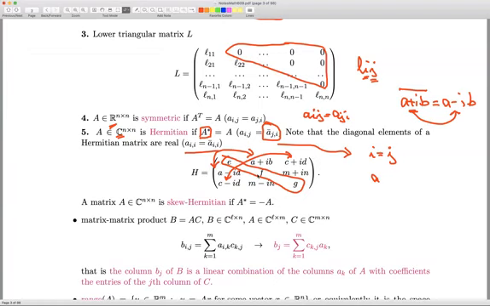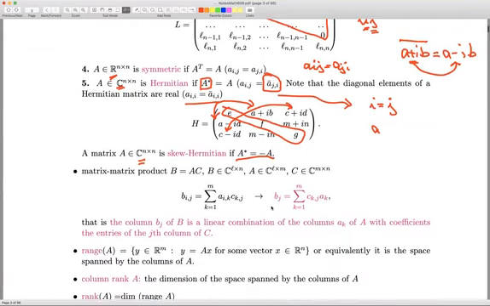Similarly, a square matrix with complex entries is called skew Hermitian if the conjugate transpose of this matrix coincides with the negative of the matrix.